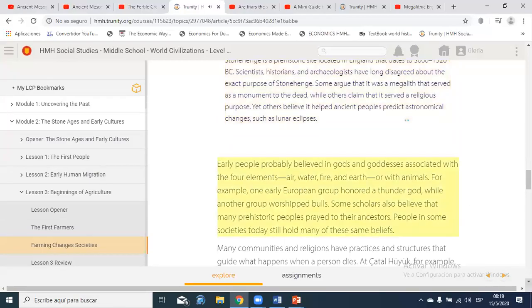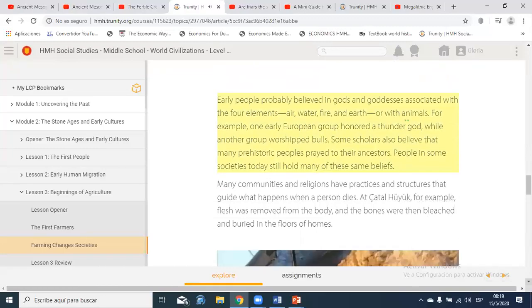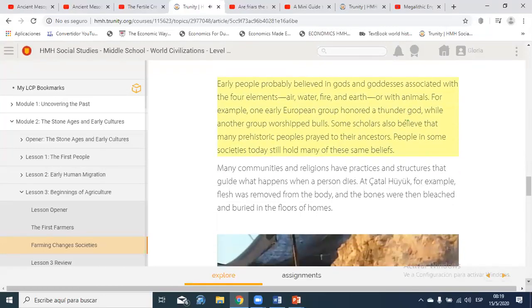Early people probably believed in gods and goddesses associated with the four elements: air, water, fire, and earth, or with animals. For example, one early European group honored a thunder god, while another group worshipped bulls. Some scholars also believe that many prehistoric peoples prayed to their ancestors. People in some societies today still hold many of these same beliefs.